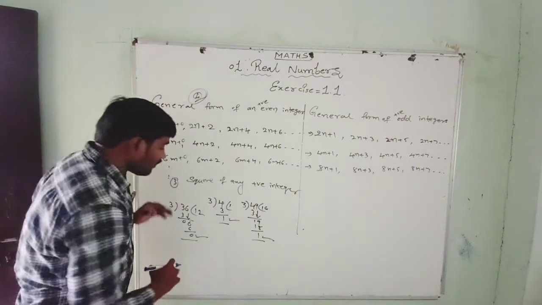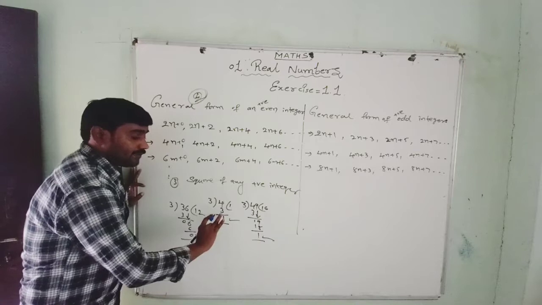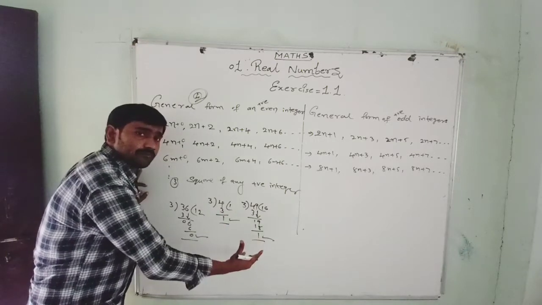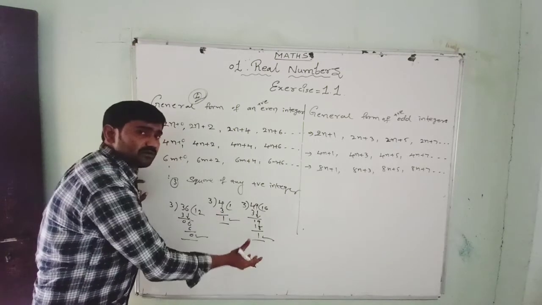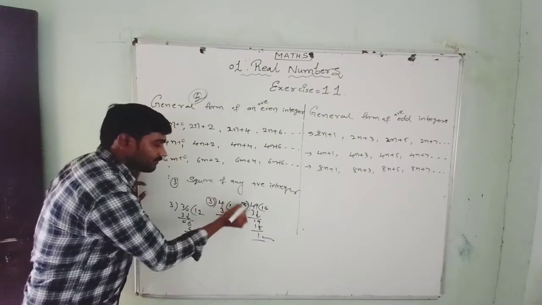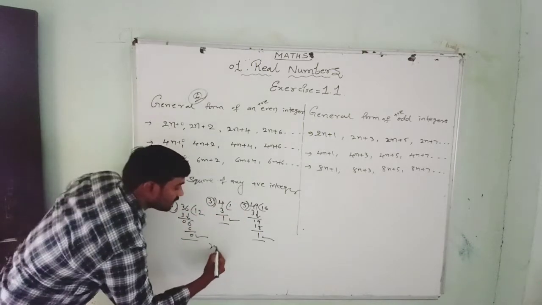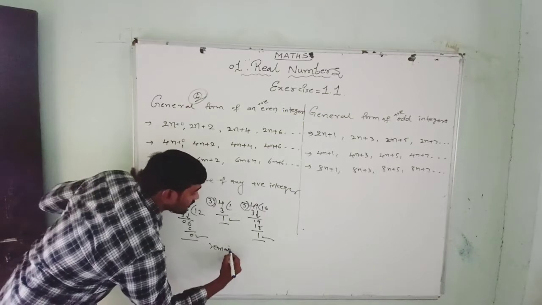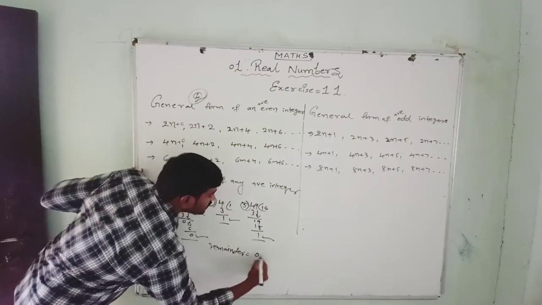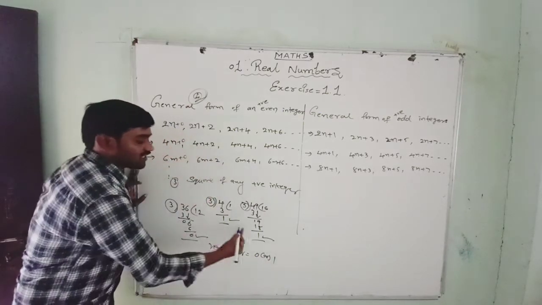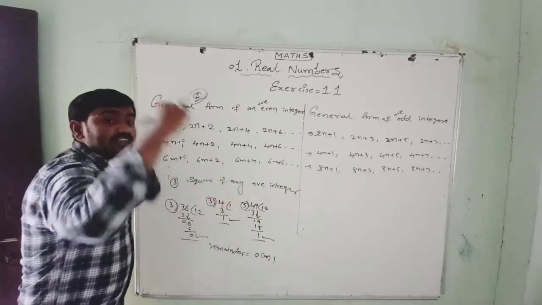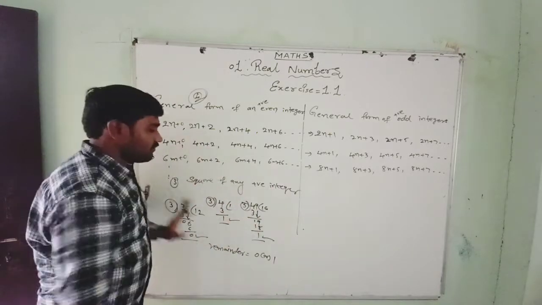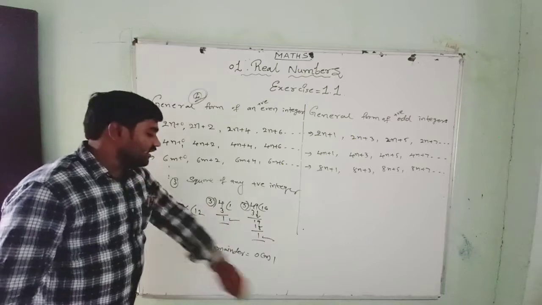Here you take a square of any number. Square of any positive number. If you divide it by 3, always you get the remainders 0 or 1. Other than 0 and 1, you will never get 2. You take any square number, if you divide by 3, it will never give 2.